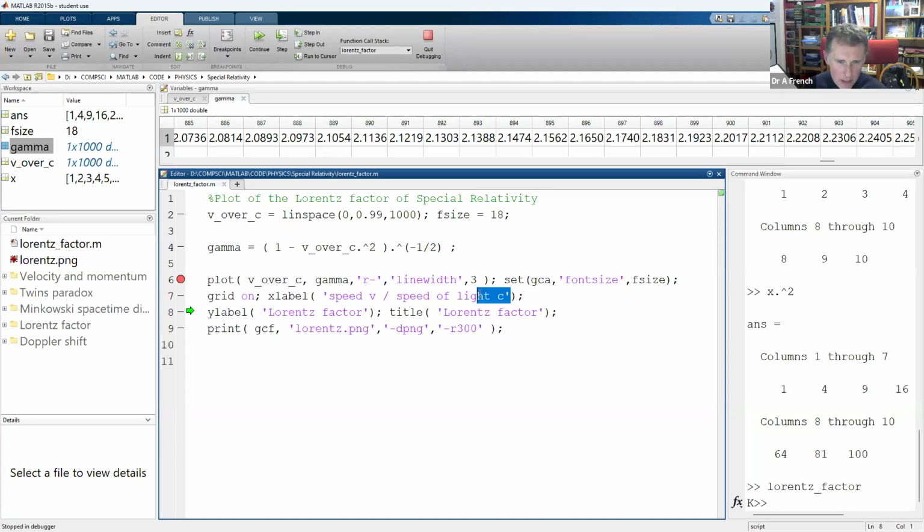The bits in purple mean text. In MATLAB, this is a string of text, so I'm going to put that in quotes. I've got a few options here. R dash just means a red line, and it's got a line width of 3. I'm going to set the font size for my axes to be this number here, 18. These are all the parameters of my graph. MATLAB's quite good at this. Matplotlib is the equivalent one for Python.